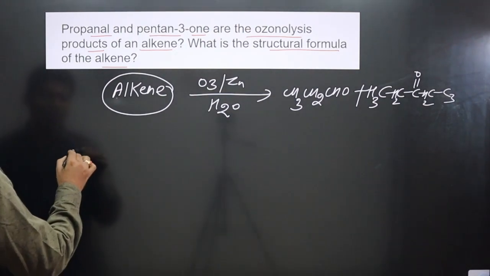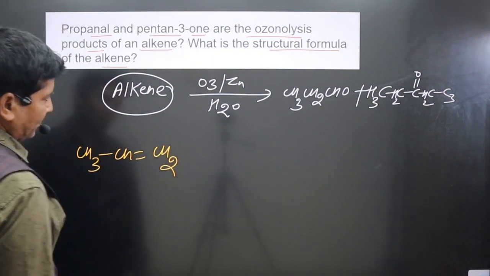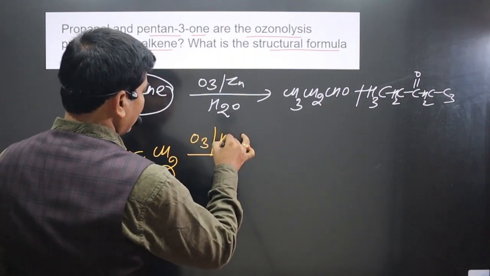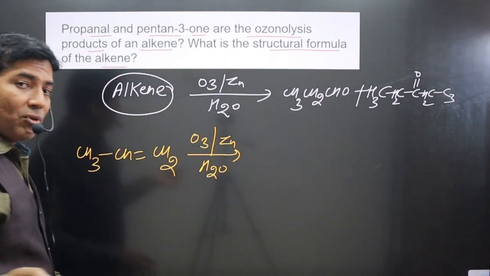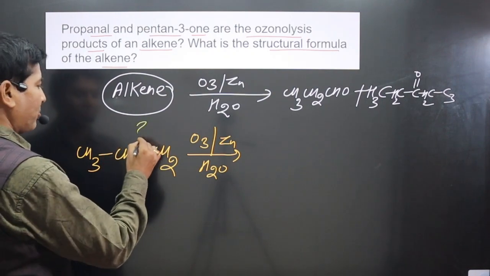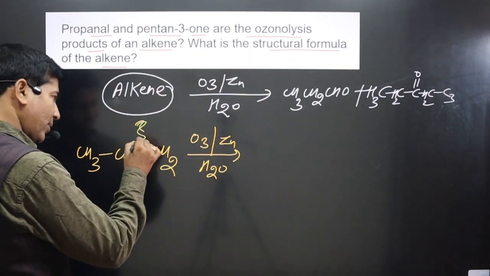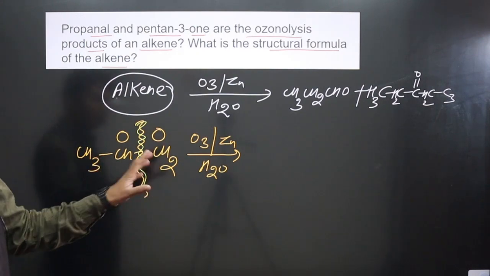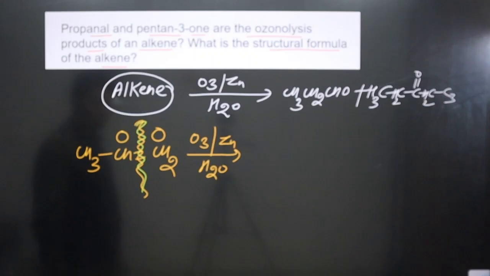Let's say we have CH3CH=CH2, an alkene, and it undergoes ozonolysis with O3 and Zn/H2O. To form the product, wherever the double bond is, we break it. Both bonds are broken, and on both sides where we break the double bond, we attach oxygen to satisfy the valency of carbon. Keep in mind this is an oxidation reaction; addition of oxygen is also an oxidation reaction.